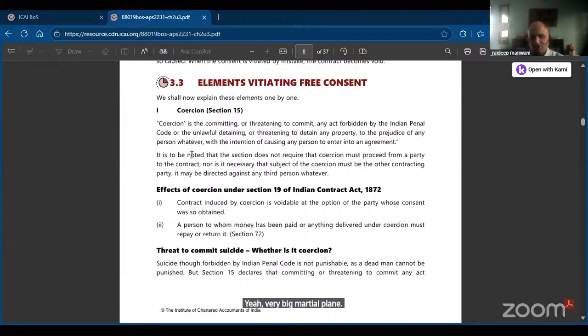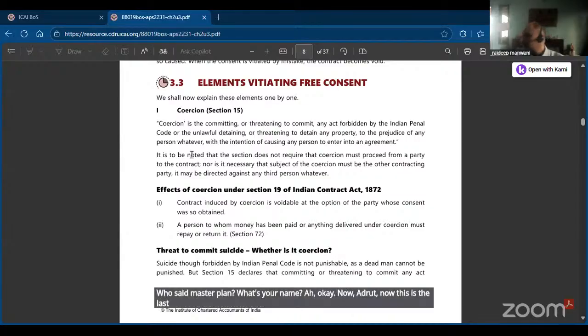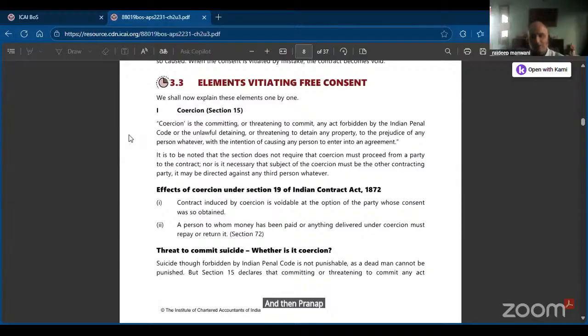Master plan he did. Yeah, very big master plan. He's master blaster. Who said master plan? What's your name? Adrut, sir. Okay.